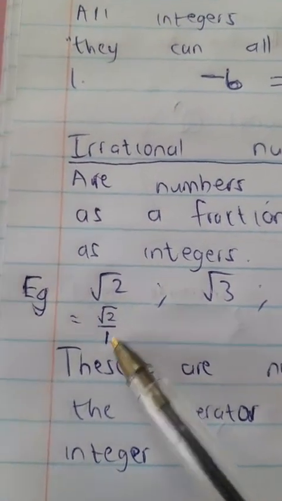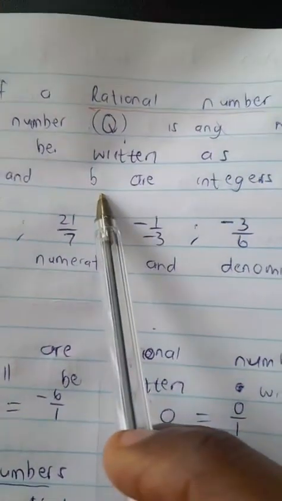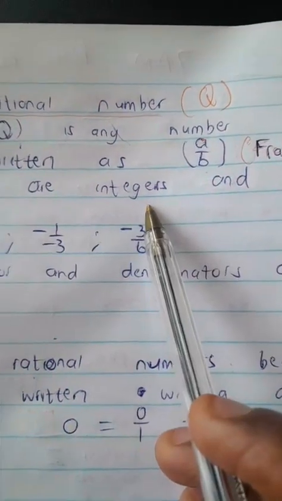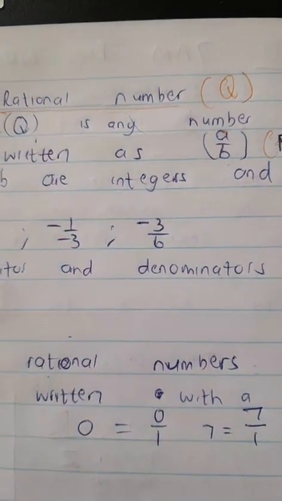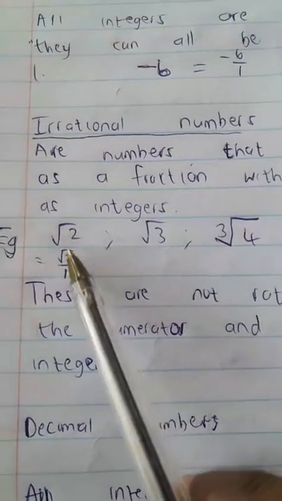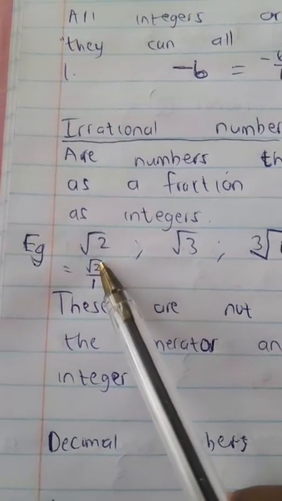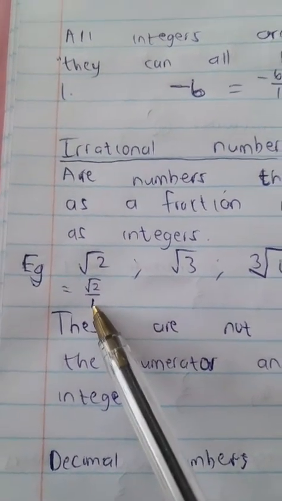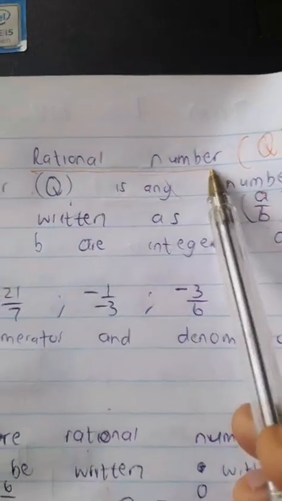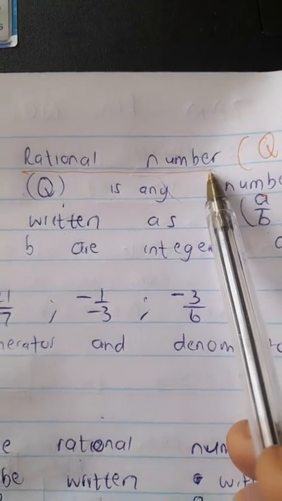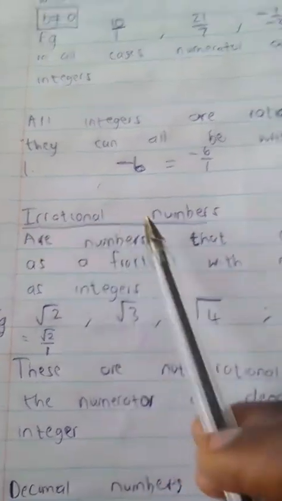Yes. Remember that in order for this number to qualify as rational, it has to be that the numerator, a, and the denominator, b, are both integers. We can't have one being an integer and the other one not. So the square root of 2, is the numerator an integer? No, it isn't. Is the denominator an integer? Yes, it is. So is the square root of 2 over 1 a rational number? No, it is the opposite of a rational number. It is irrational.